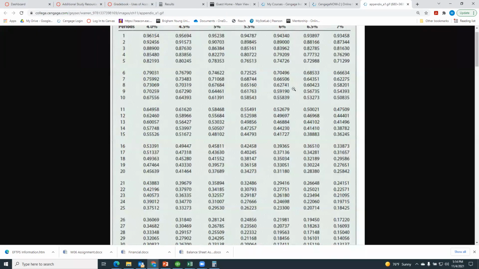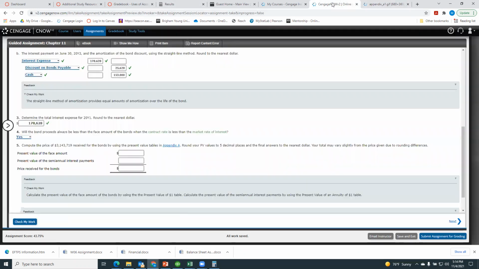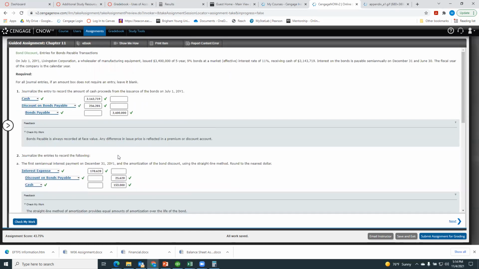So we're going to go to the appendix, and we're going to look at this first table, which is called the present value at compound interest due in end periods. So the amount that we're dealing with on this problem is we have 5 years, 11%. But remember, the bond pays semi-annually. So what we really have is 10 interest periods, and each interest period is going to pay half of that amount of interest, or 5.5%.